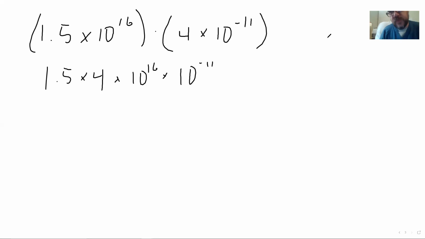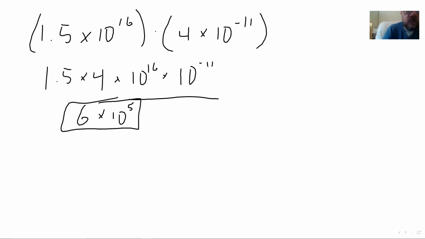Why is this easier? Because of the rules of exponents. Rules of exponents tell us what that's going to be. I'm multiplying like bases, so I'm going to add the exponents and get 5. 1.5 times 4 is 6, so I get 6 times 10 to the 5, and I'm done. I didn't have to keep track of all the decimal places myself. I just let the rules of exponents do it for me. And that is what scientific notation is for.